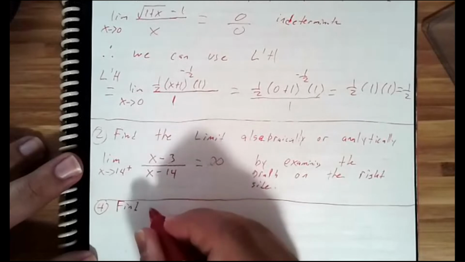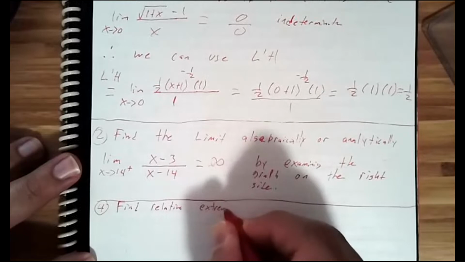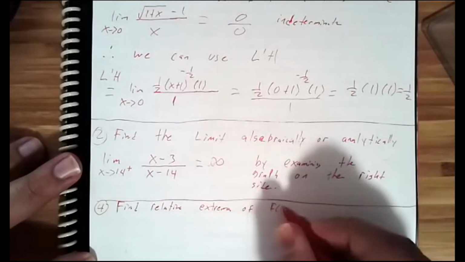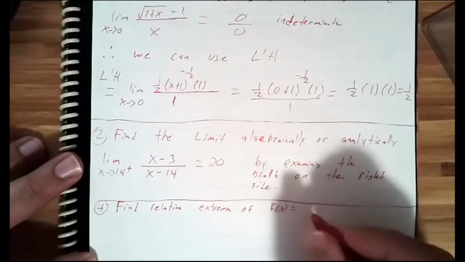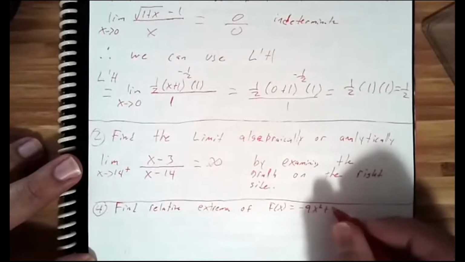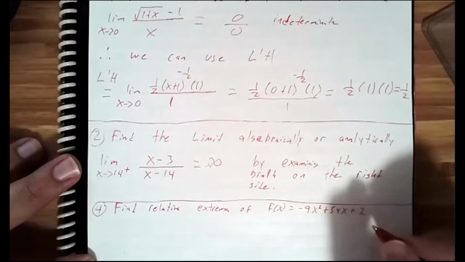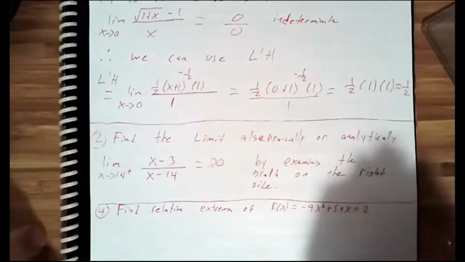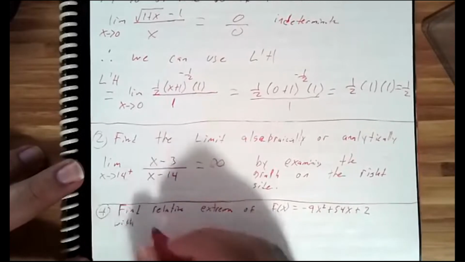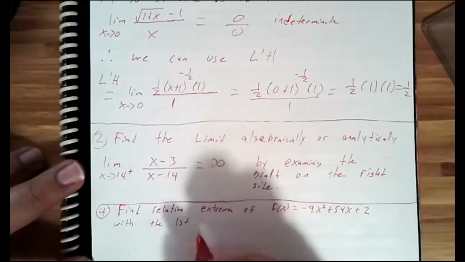Find the relative extrema of f of x equal to negative 9x squared plus 54x plus 2. And it tells you to use the first derivative test. So that's what we're going to do. If it doesn't tell you, you can use whatever method you want, first or second.